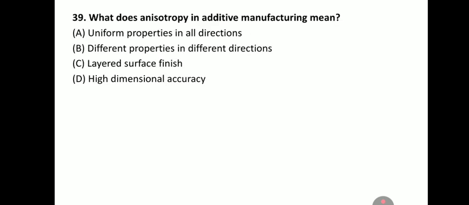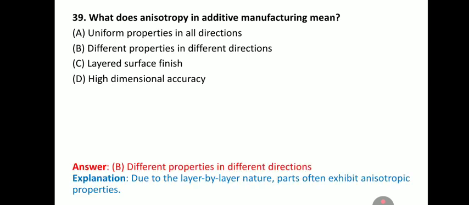Next question, what does anisotropy in additive manufacturing mean? The answer is different properties in different directions. That is known as anisotropy. Due to the layer by layer nature, parts often exhibit anisotropic properties.